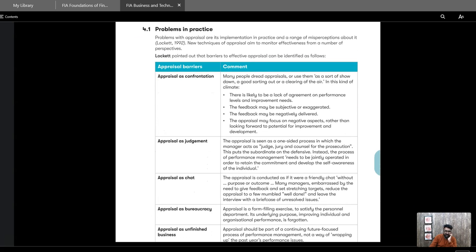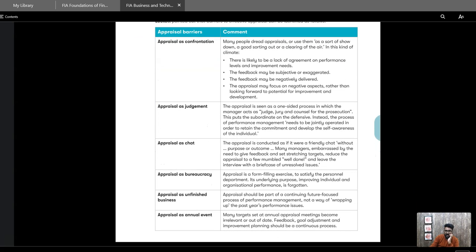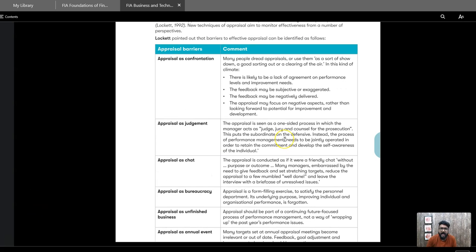So what are the barriers to effective appraisal? Let's see. Appraisal as confrontation. Many people dread appraisals or use them as a sort of showdown, a good sorting out or clearing of the air. In this kind of climate, there is likely to be a lack of agreement on performance level and improvement needs. The feedback may be subjective or exaggerated.